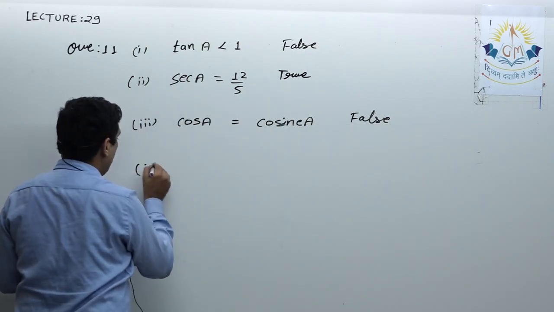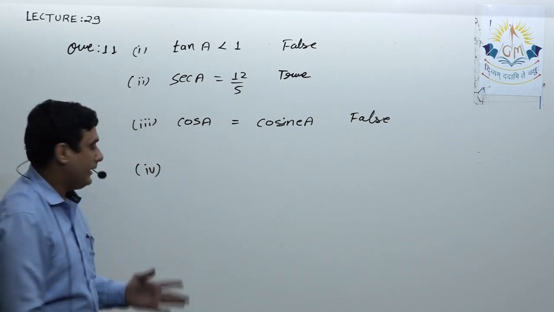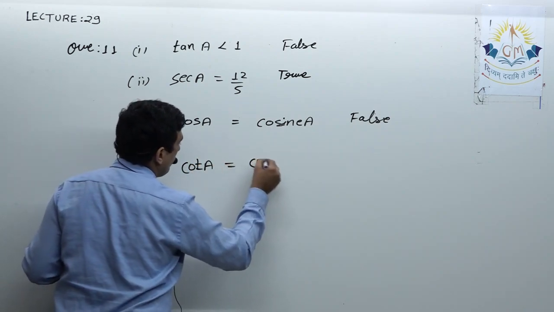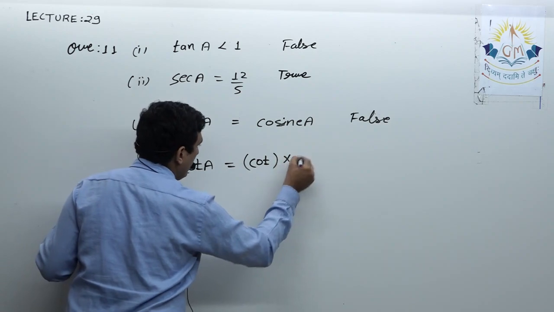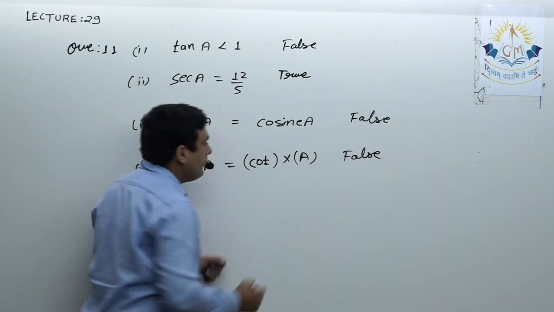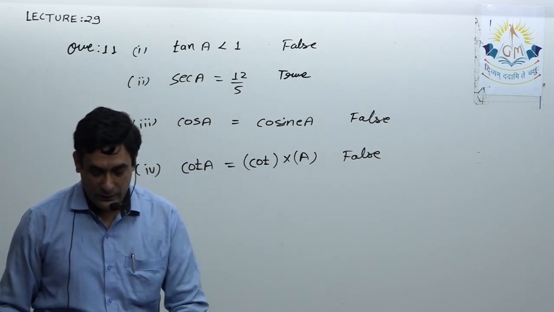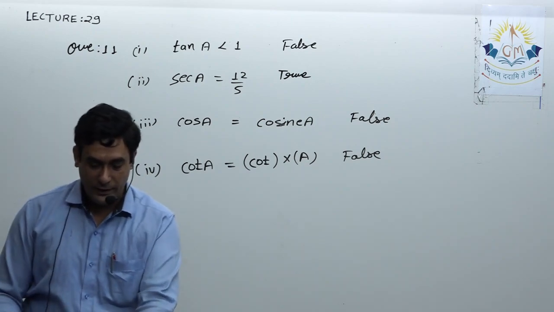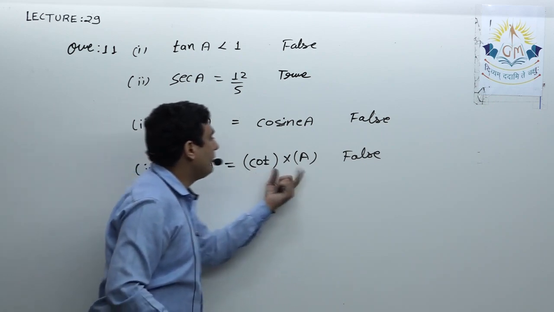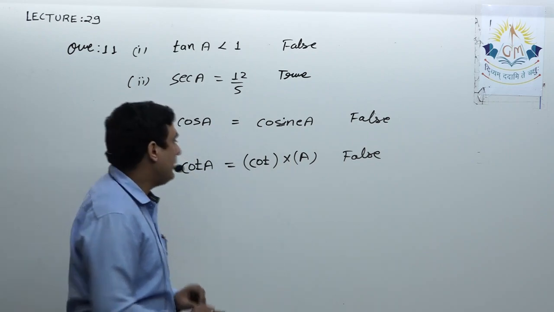Now the fourth statement, cot A is the product of cot and A. This is false. I gave you a special note for this. Even in your material, on page number 56, it is clearly written that this is not the multiplication of two quantities. This means cot of A. This is not cot multiplied by A.